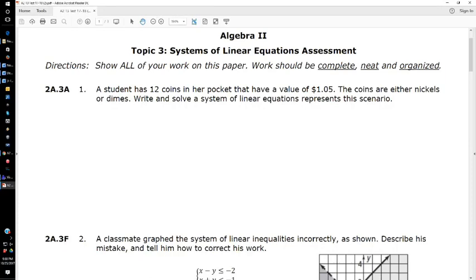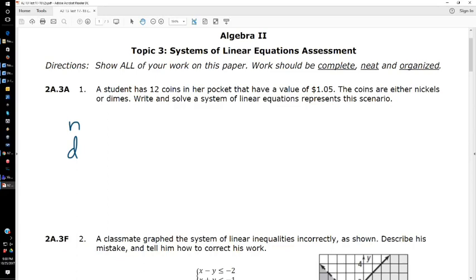So, here we go. A student has 12 coins in her pocket that have a value of $1.05. The coins are either nickels or dimes. Write and solve a system of linear equations that represents this scenario. I'll use N for nickels and D for dimes. Why make it X and Y so I have to remember what they are?